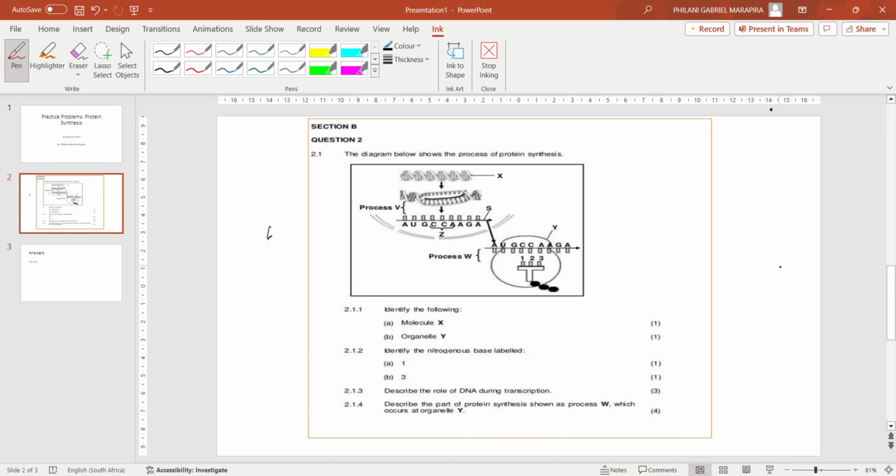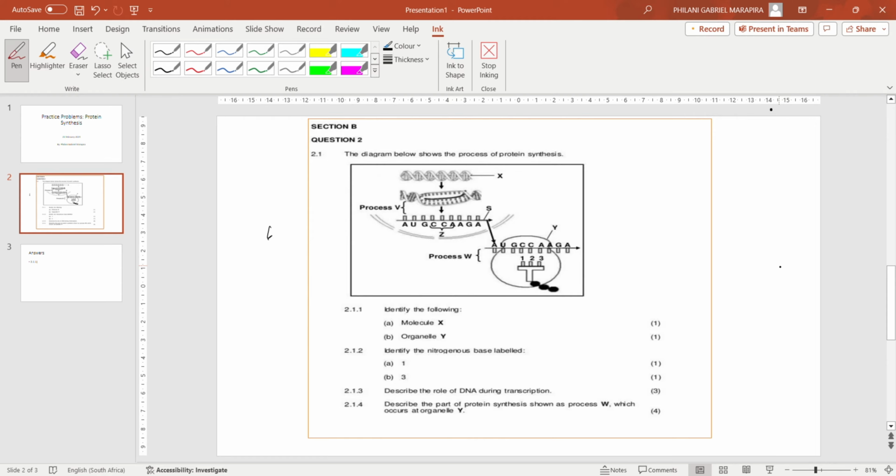Today we're going to be doing a practice question paper based on protein synthesis. Remember that I already did a video on protein synthesis. You can watch it right on the channel. So today we're going to be practicing section B, which is your 2.1, which is protein synthesis. It has got 11 marks, so let us see if we can get all the 11 marks.